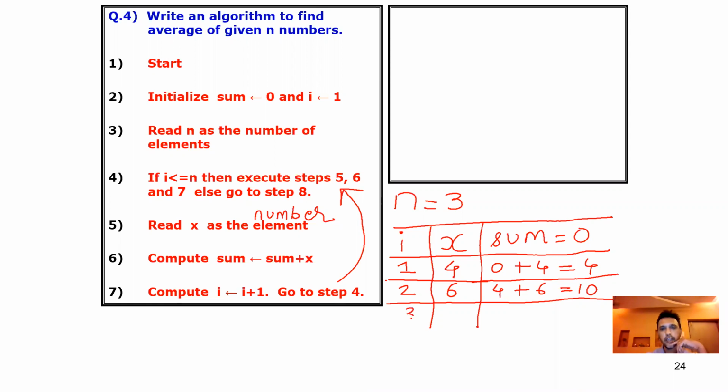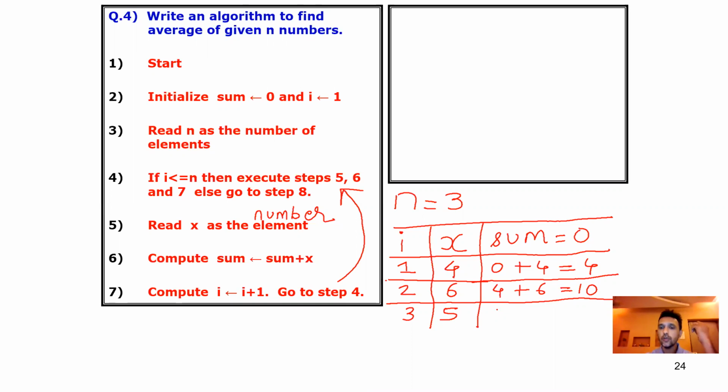Go to step 4. So once again we come to step 4. Is 3 less than or equal to 3? True. So once again, read X as the number. Let's say this time X is equal to 5.